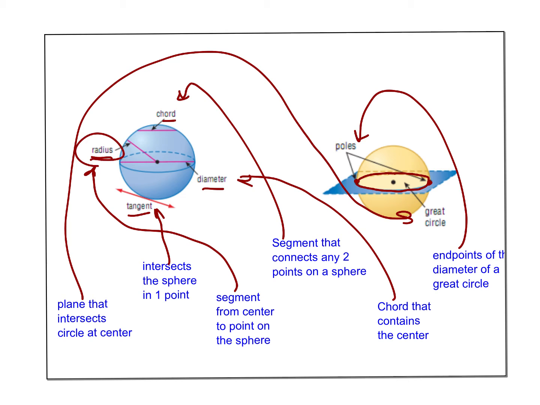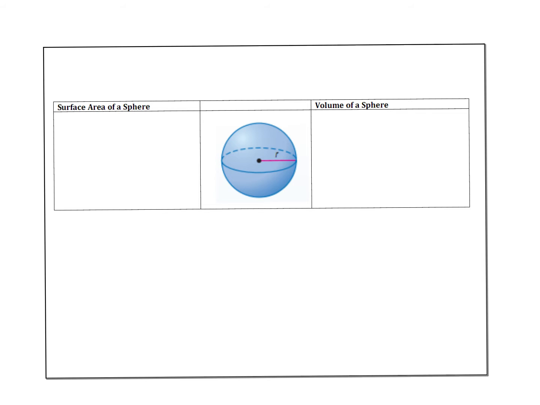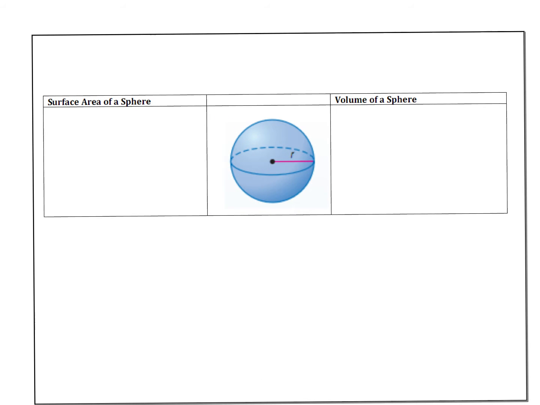So radius is exactly what you would think. Chord is what you would think. Diameter, tangent, all those things are the exact same. So now, when you find the surface area and the volume of a sphere, I'll give you the formulas first, and this is what should go down on your note sheet.